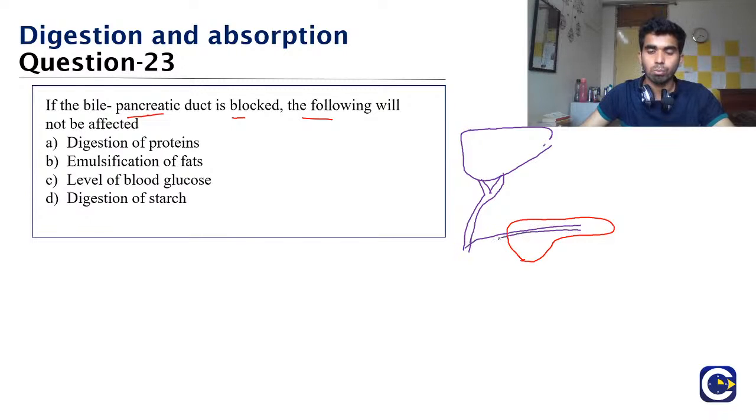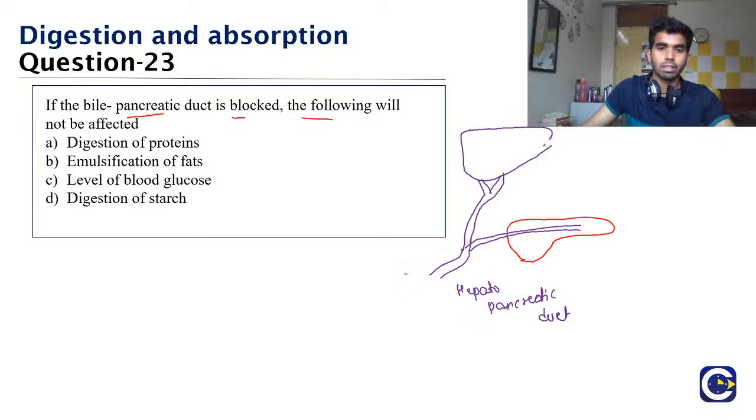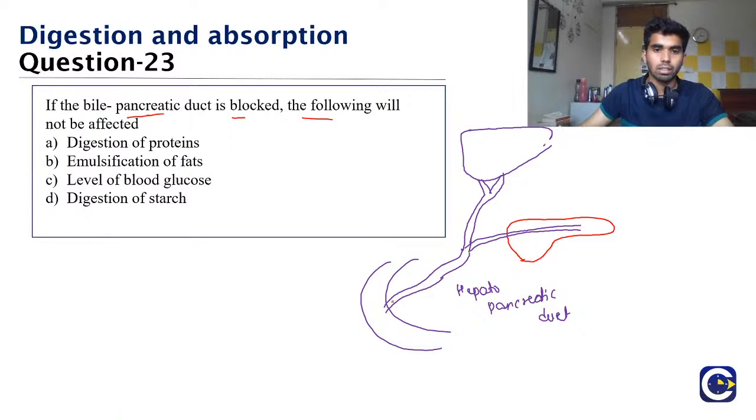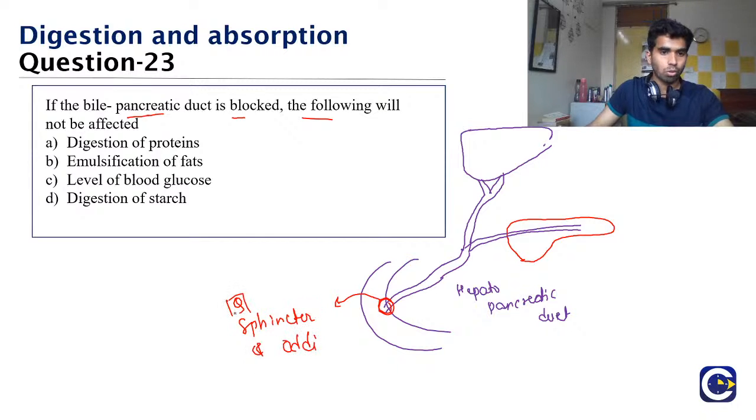Both of them commonly form the hepatopancreatic duct, and this hepatopancreatic duct opens into the duodenum. There is a guard in the duodenum that guards the opening of this hepatopancreatic duct. This is a sphincter, known as the sphincter of Oddi. Very important for the examination.